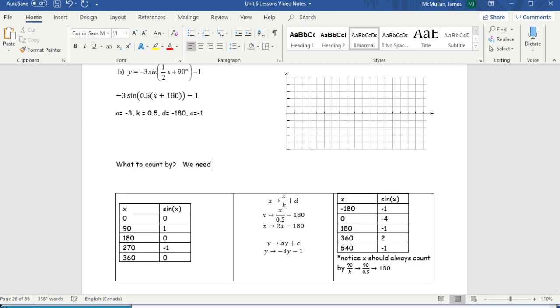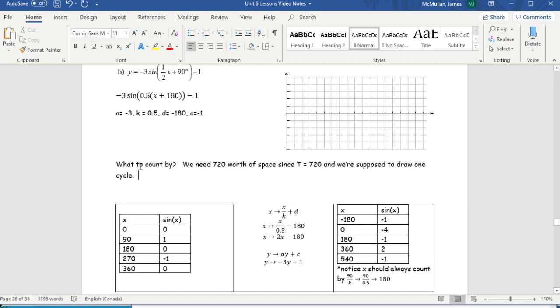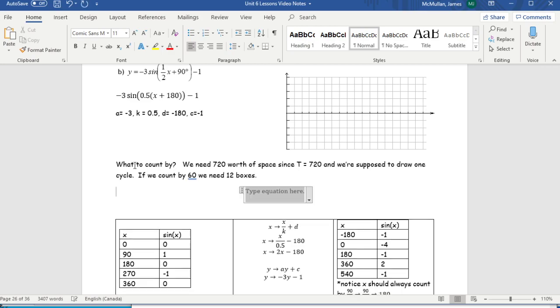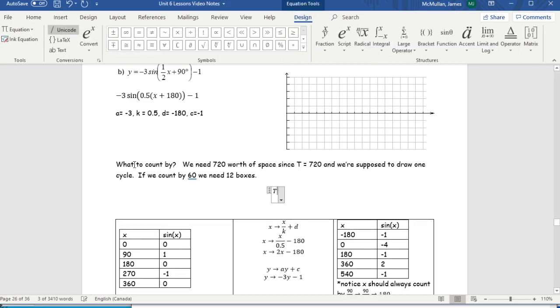So again, what to count by? We need 720 worth of space since t equals 720, and we're supposed to draw one cycle. So if we count by 60, we need 12 boxes. So let's count by 60.